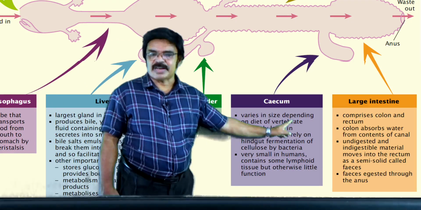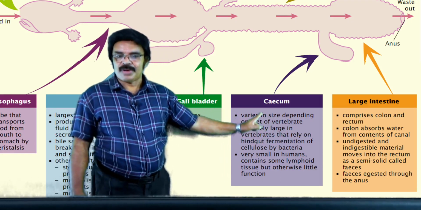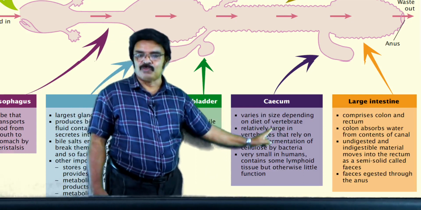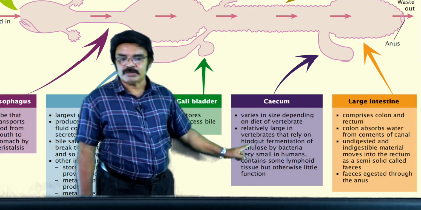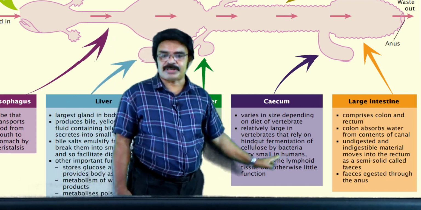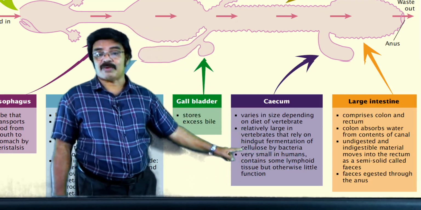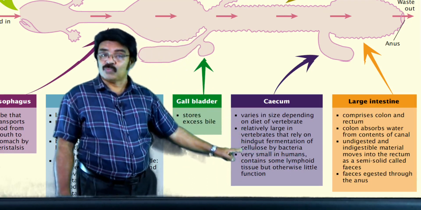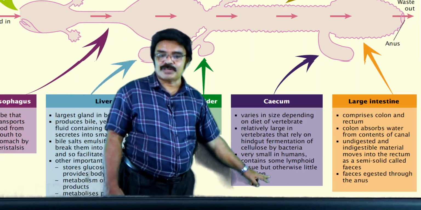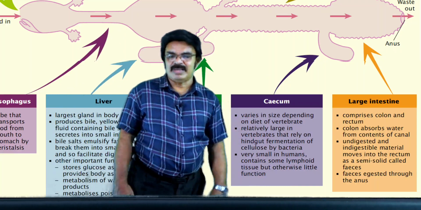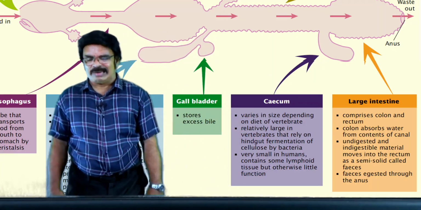It varies in size depending on the diet of the vertebrate. It is relatively large in vertebrates that rely on hindgut fermentation of cellulose by bacteria. So bacteria digest cellulose, and for those animals this is really important. It contains some lymphoid tissues, but otherwise little function. In human beings, the function is really little.